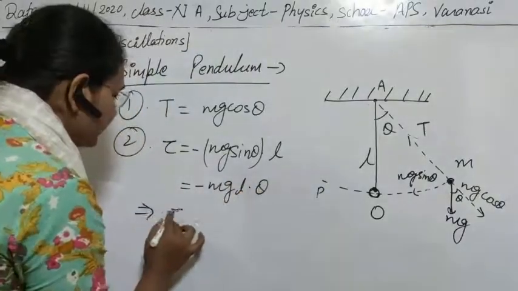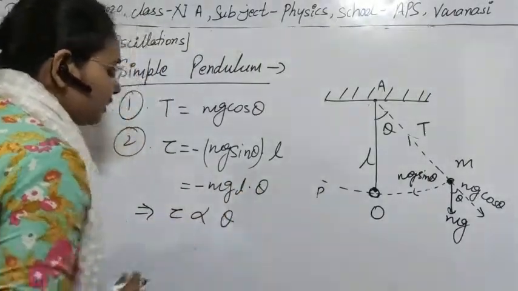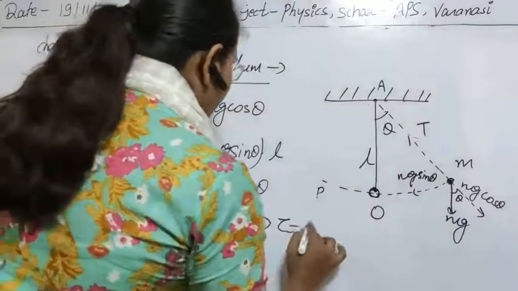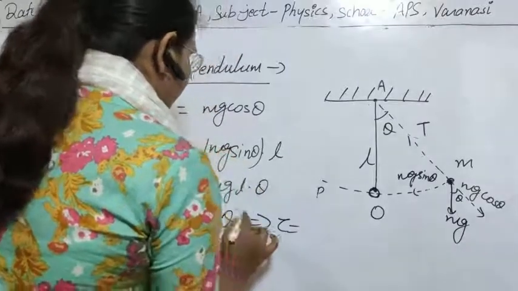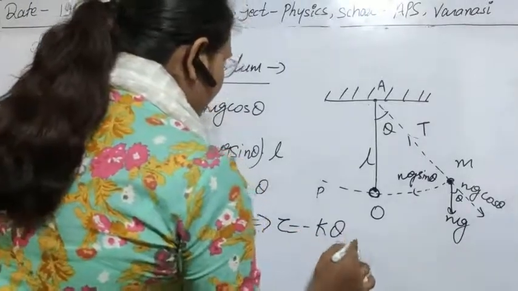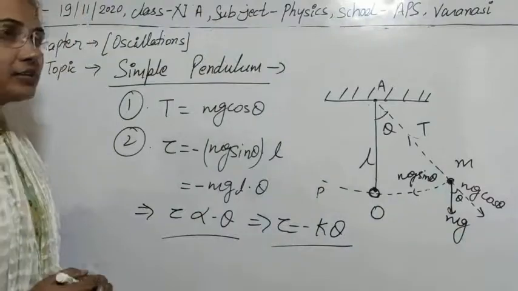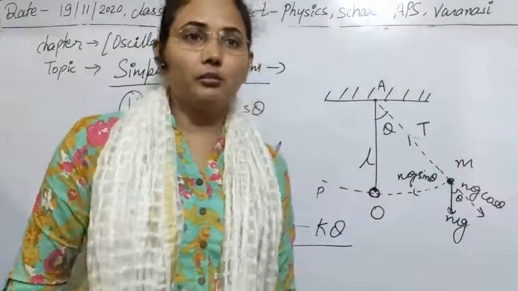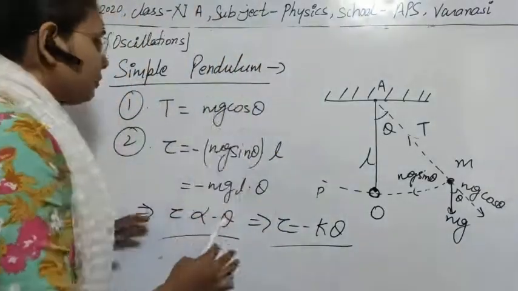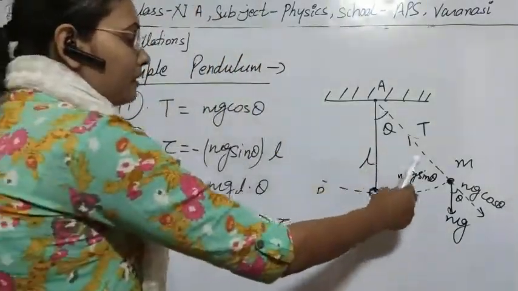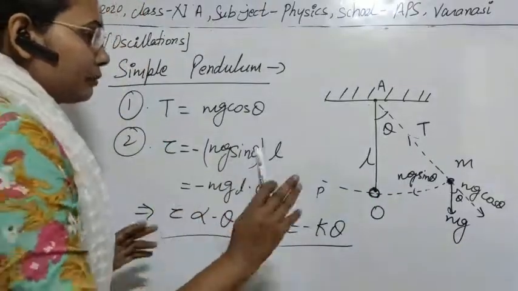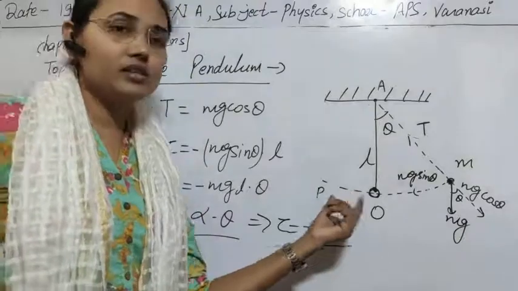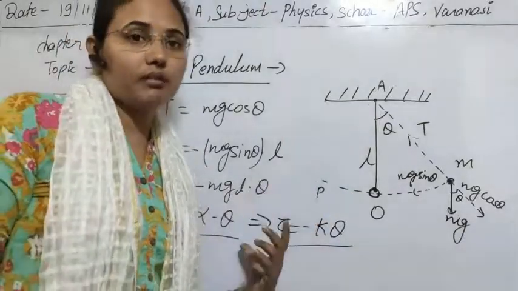So from here we can say that tau is directly proportional to theta, or also we can write tau is equal to, if you are taking the minus sign, then minus k theta. Clear? This is just like the expression we have in simple harmonic motion. While discussing simple harmonic motion, we said that the restoring force F is directly proportional to the displacement, and it always has a tendency to restore the body to its equilibrium position.